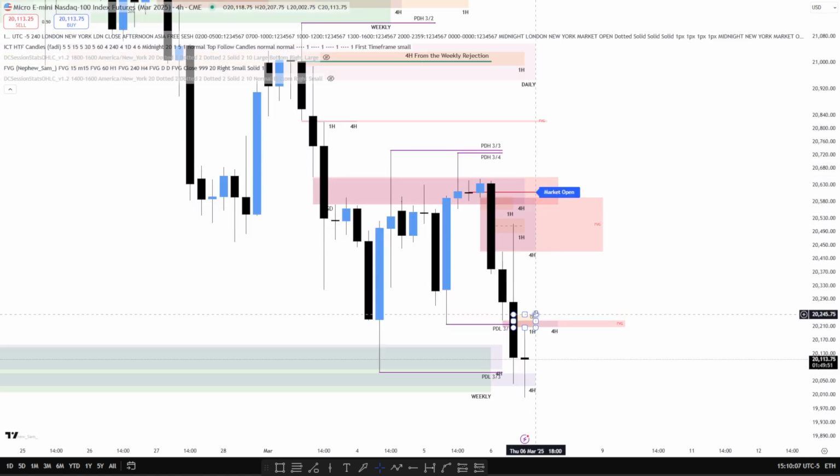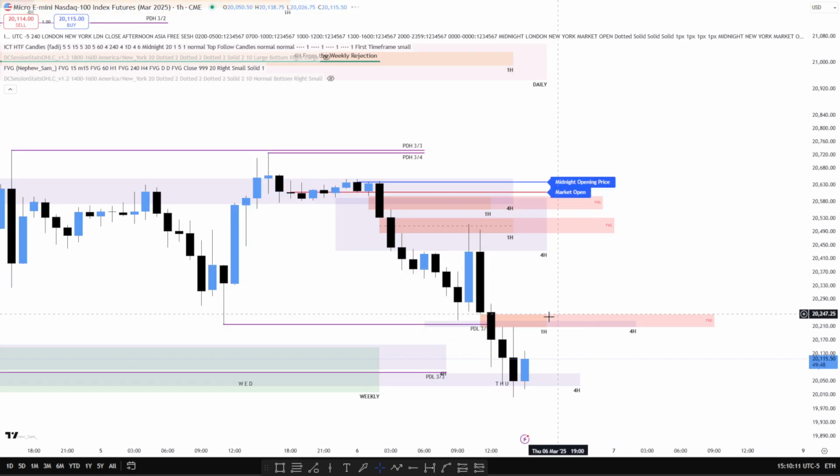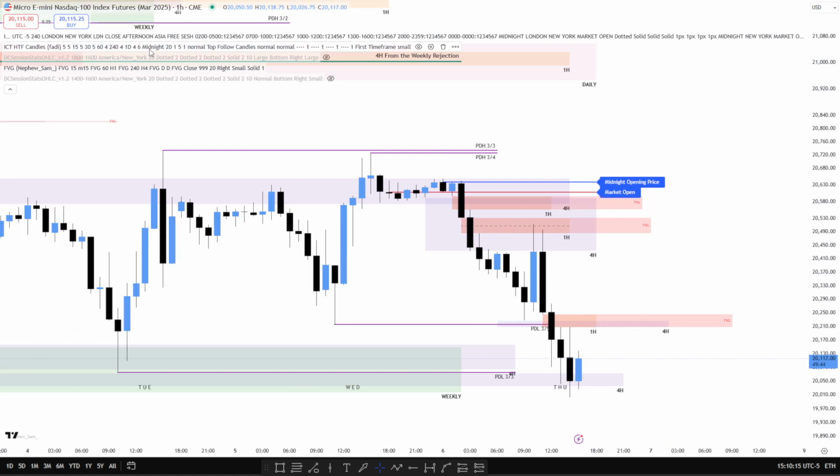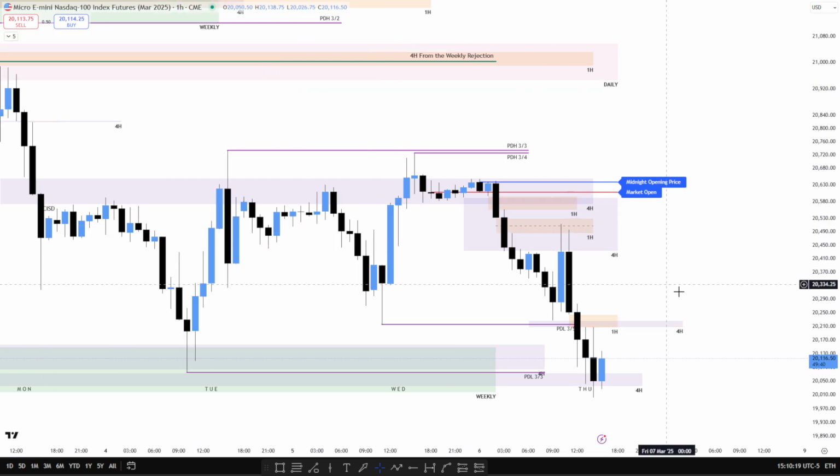And what have we got going on here? See, that's the 1 hour. Yeah, so we're good there. Okay. And then I just simply turn it back off. So all the higher time frame imbalances are marked up.